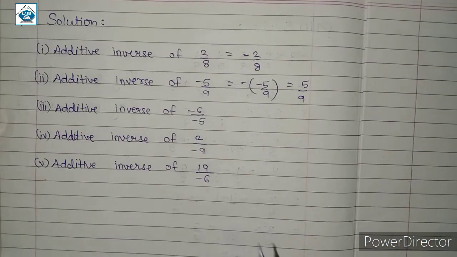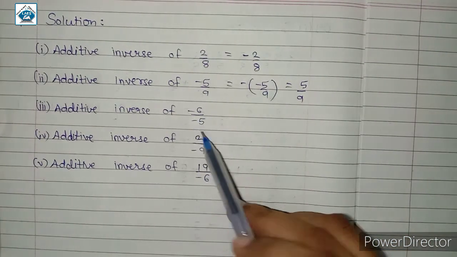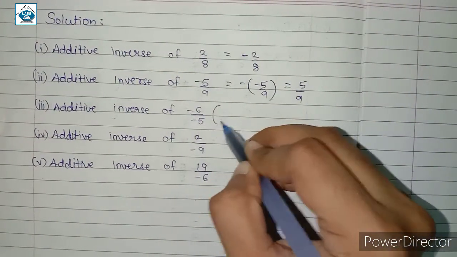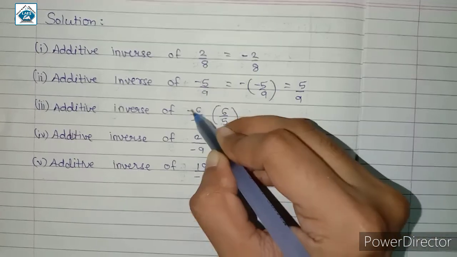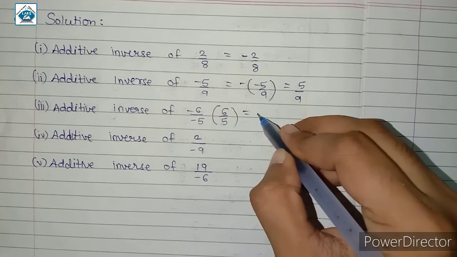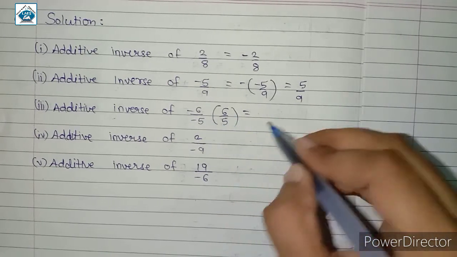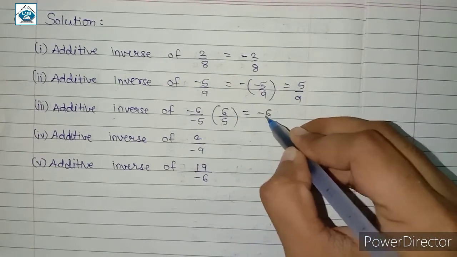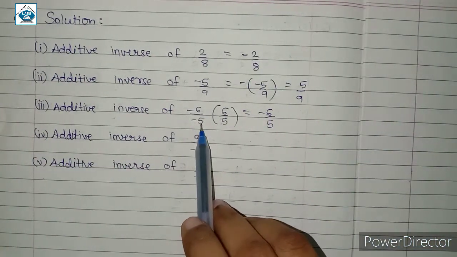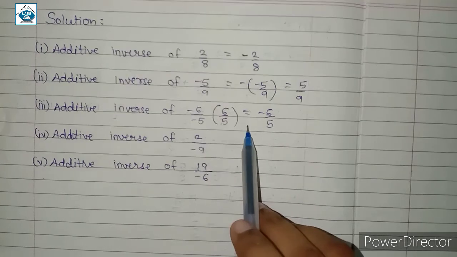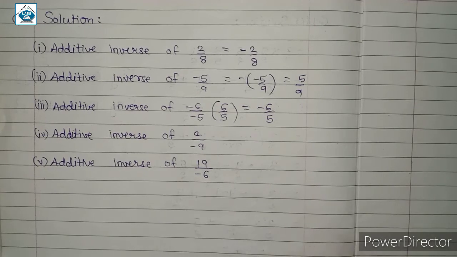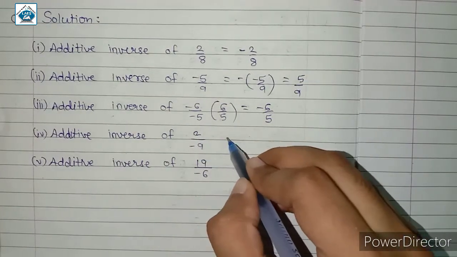Next, we are asked additive inverse of minus 6 upon minus 5. Now, this is same as 6 upon 5, because the negative sign gets cancelled. So this is same as the additive inverse of 6 upon 5. So this will be equal to minus 6 upon 5. So the additive inverse of minus 6 upon minus 5, which is same as 6 upon 5, is equal to minus 6 upon 5.